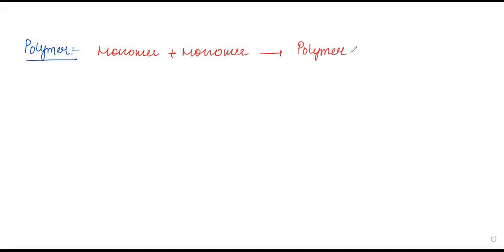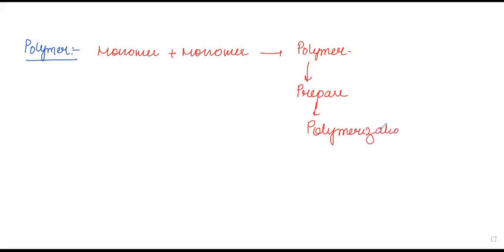Okay, so I will start the polymer chapter from the beginning. We know what a polymer is: different monomers or the same monomers are combined with each other and give us a polymer. The way by which we prepare our polymer is known as the polymerization step.